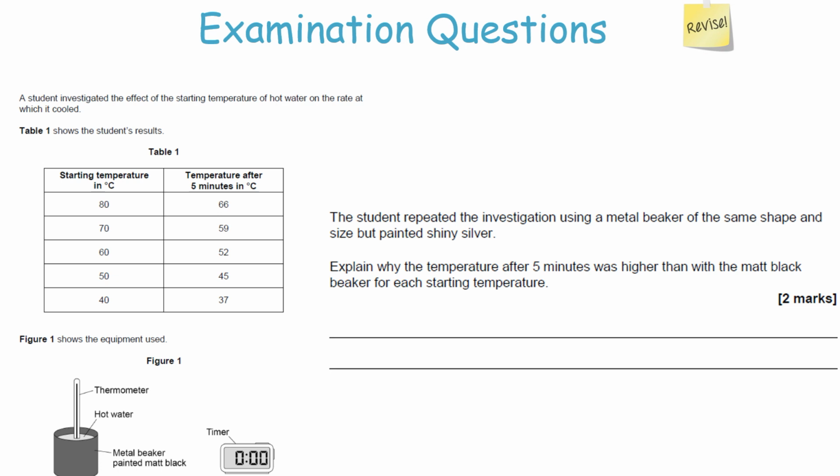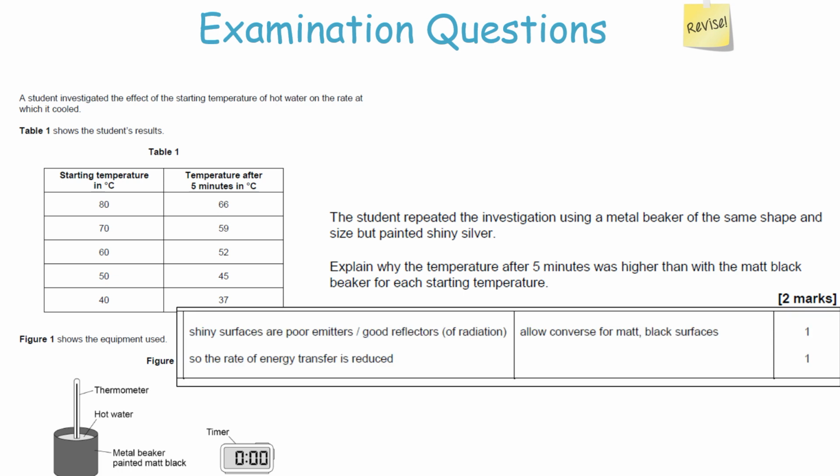Right, so how can you answer this particular question? Well, it's important to understand how matte black and silver shiny link to emission for any particular object. So what you would say is as follows. You know for a fact that silver shiny surfaces are poor emitters of infrared radiation, or you could say good reflectors of infrared radiation, whilst matte black surfaces are good absorbers and good emitters of infrared radiation. So because the silver shiny surface will emit less radiation, less energy is going to be emitted from the metal beaker, so therefore the rate of energy transfer is reduced.